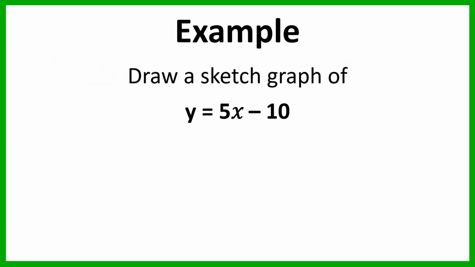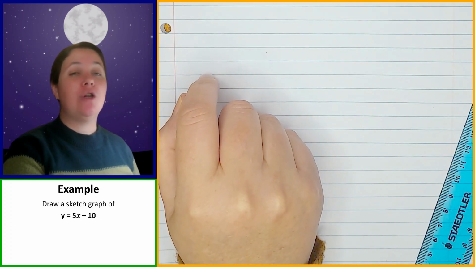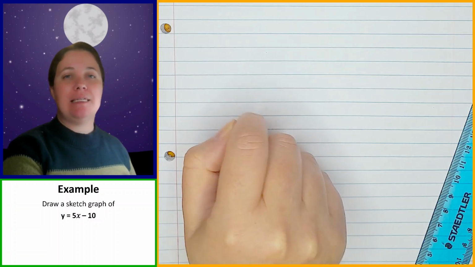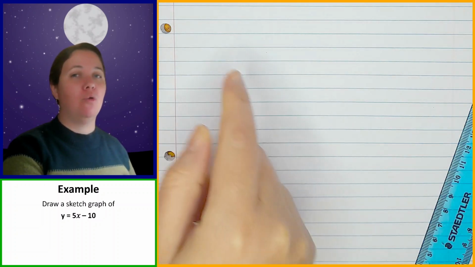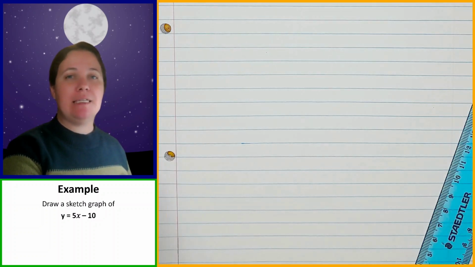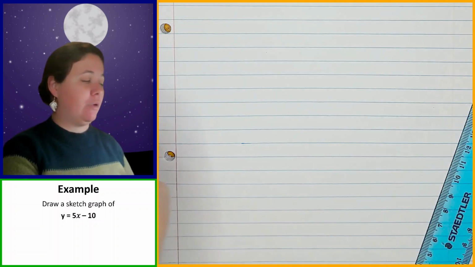In this example, you're being asked to draw a sketch graph of y equals 5x minus 10. Okay, so let's have a look at how we do this. Right, so first of all, you need to know that when you're drawing a sketch graph, we're not going to be using axes that have all the markings showing all the numbers on the graph. We don't need to do that. We just need to have our 2 axes and we just need to show the points that we're actually going to be using to draw our graph, and we need to label those points and so on.